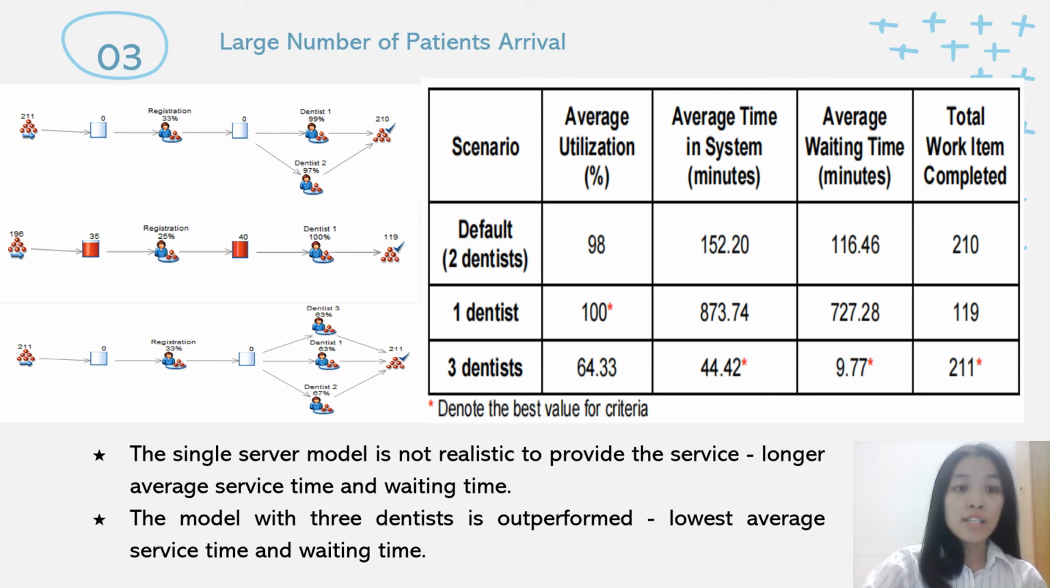The 3 servers with double arrival rate show no congestion in the queue, as the number of patient arrivals is the same as the number of patients that have completed the dental service, which is 211. This model outperforms with the lowest average service time and waiting time.